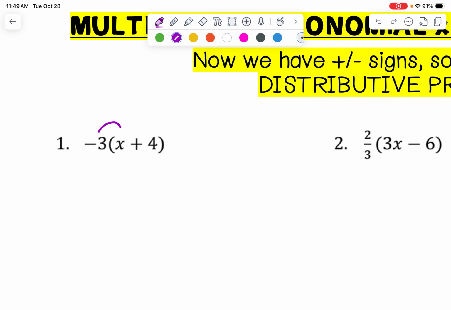So as soon as you have more than one term, that's when the distributive property is going to come into play. Okay, so I'm going to multiply negative 3 times x, which is negative 3x, and then negative 3 times 4, which is negative 12.